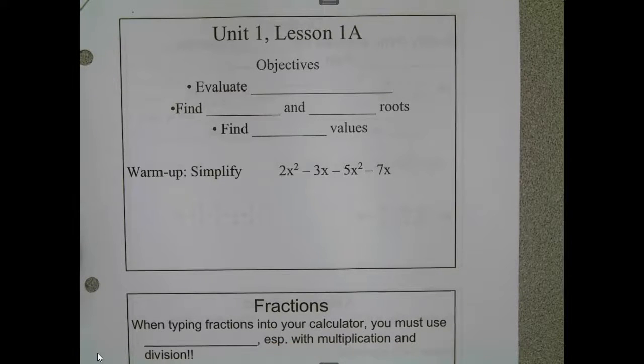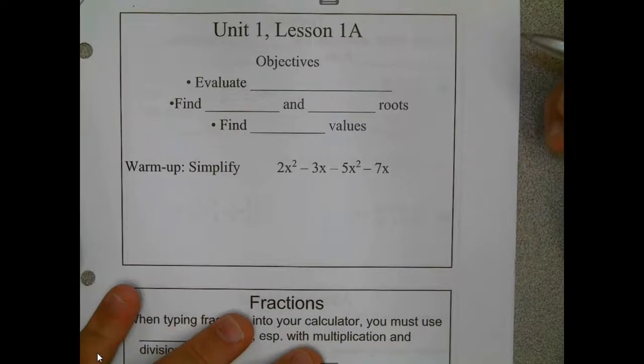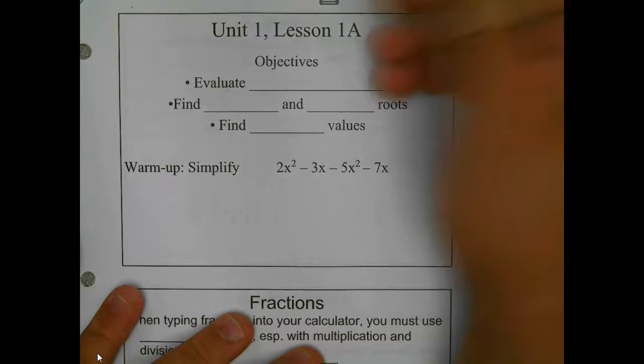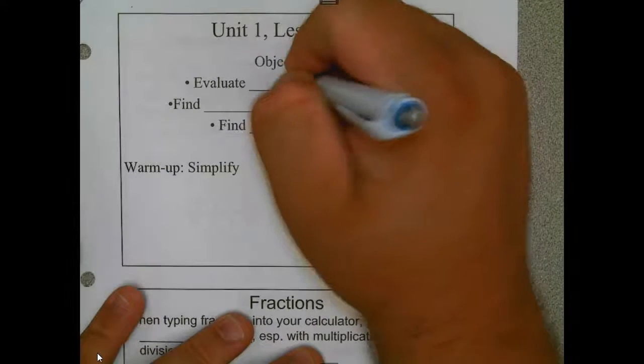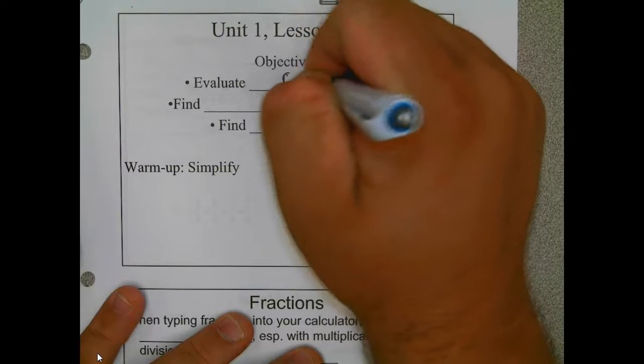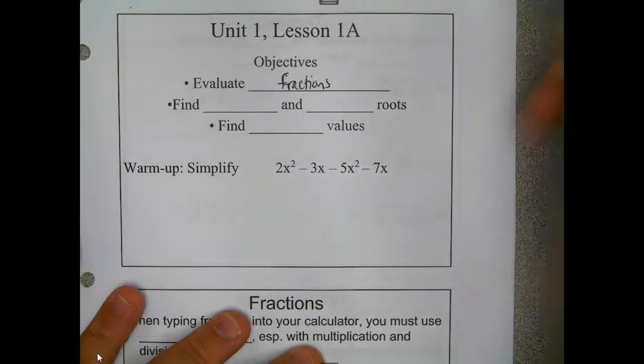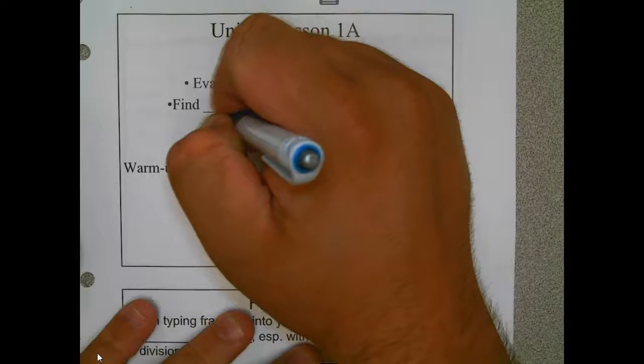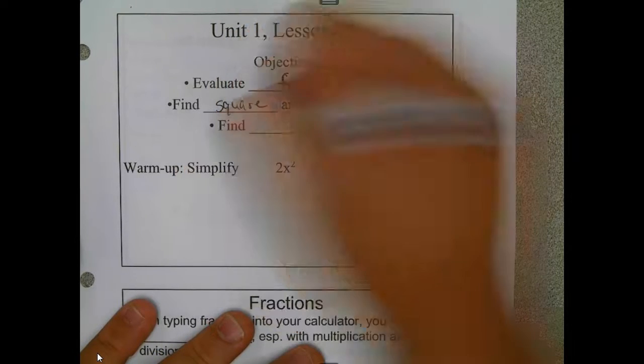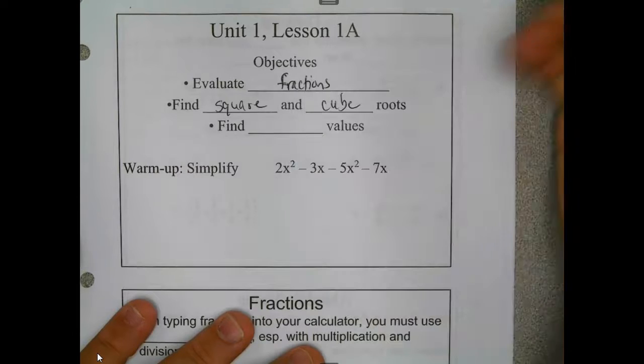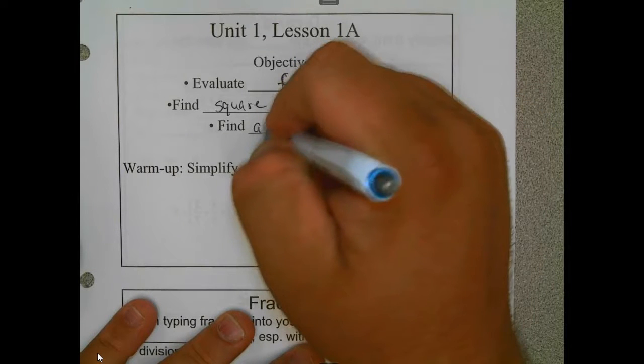Alright, so we're in Unit 1, Lesson 1A. This is the second part of this. We're going to go through this real fast because this is stuff that you should definitely already know. We're going to evaluate fractions, talk about using the TI-83 to help us out with that, as well as using the TI-83 to do square and cube roots. And then also we're going to find some absolute values.